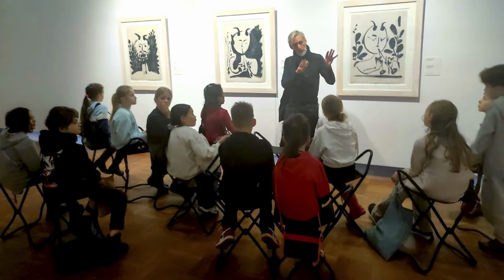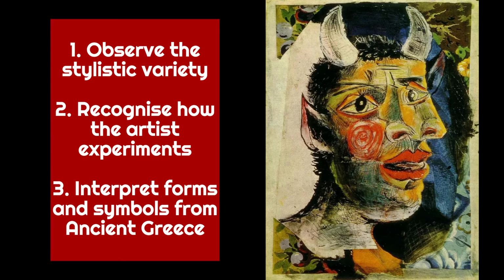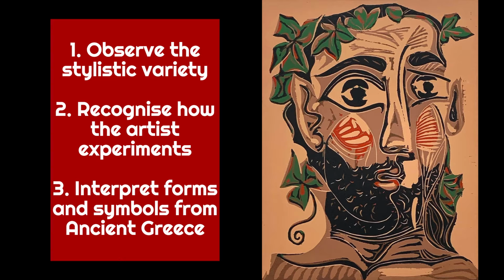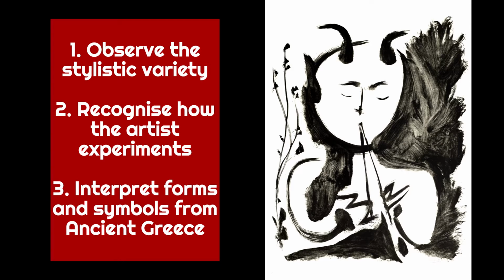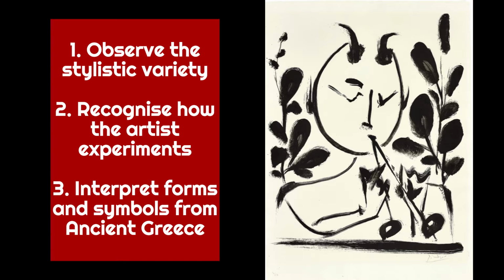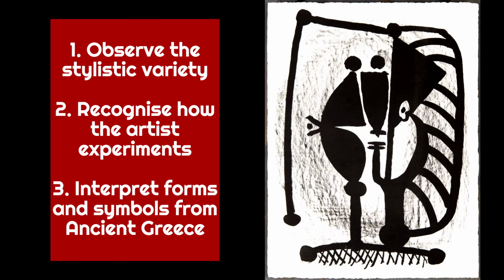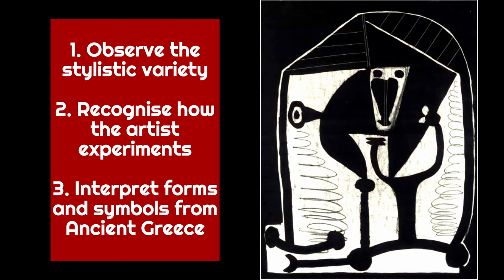In Warsaw, our focus was all about Picasso's faces, and this required students to be conscious of 3 learning goals while in the exhibition. First, to be able to observe and respond to examples of Picasso using a variety of styles in his faces. Second, to be able to sense how the artist was experimenting with different approaches to the same face. And third, to be able to make connections between their prior knowledge of the ancient Greeks and what they observed in the exhibition.